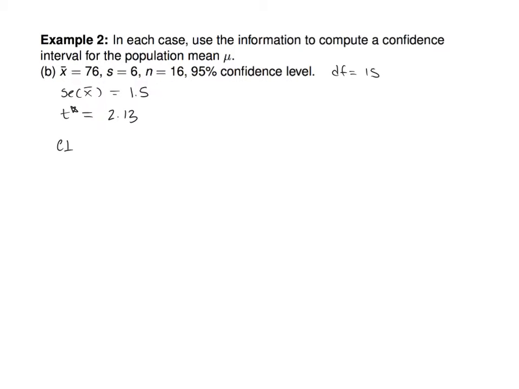So will this confidence interval be wider or narrower than the previous one? Wider, because of that T star. So 76 plus or minus 2.13 times 1.5, or 72.8 to 79.2. Yeah, to be more confident, you need a wider net. That's kind of the idea. Does that make sense? Okay.